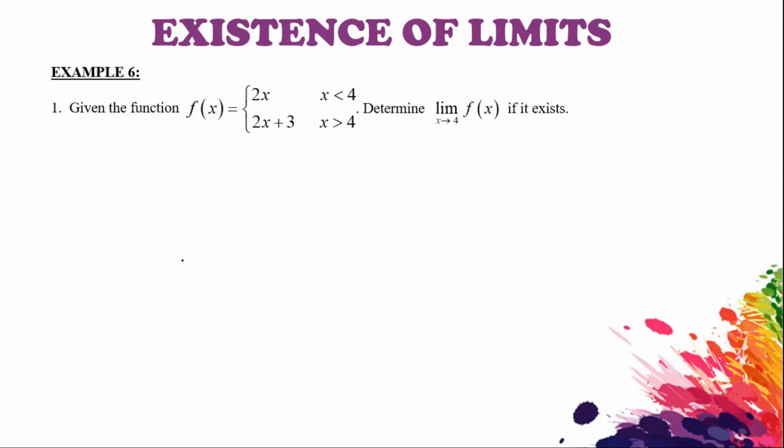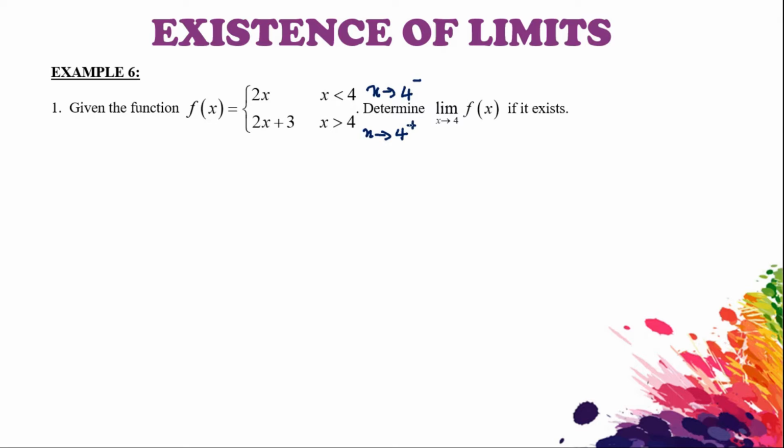Now we will see example 6. Given the function f(x), determine the limit of f(x) when x approaches 4, if it exists. We know that a limit exists when the limit from the right equals the limit from the left. Now we have to check if both one-sided limits are equal. As you can see from this piecewise function, x less than 4 represents x approaches 4 from the left, because we have x less than 4, and x greater than 4 represents x approaches 4 from the right.